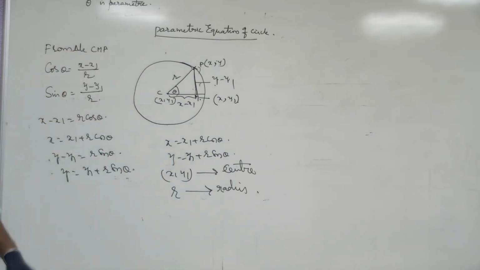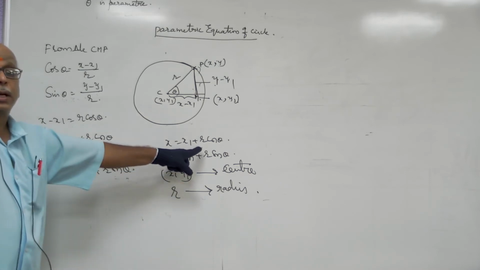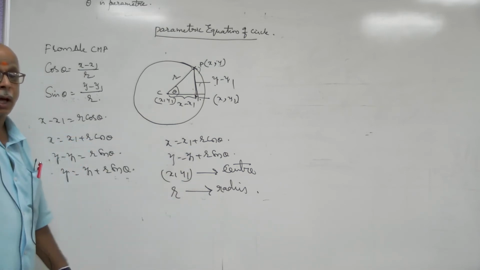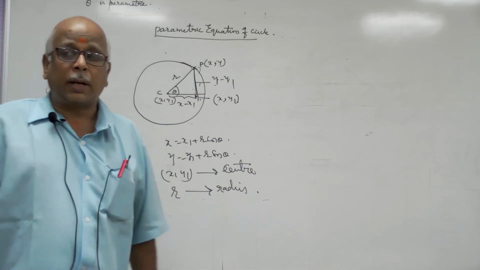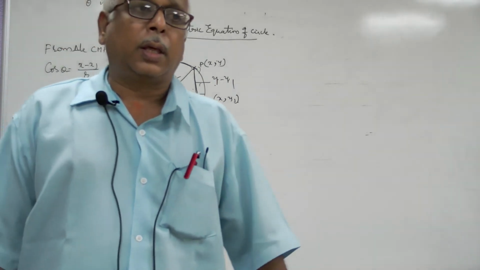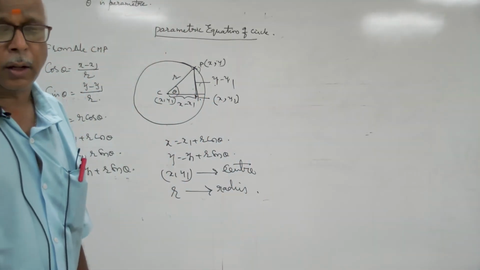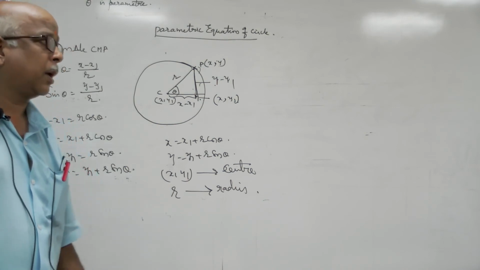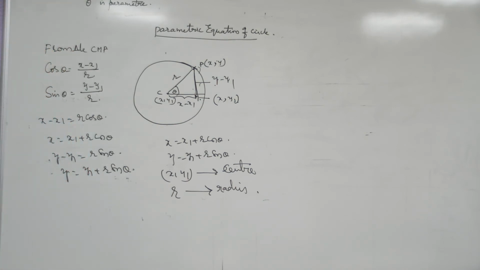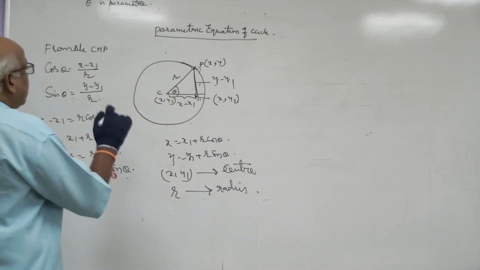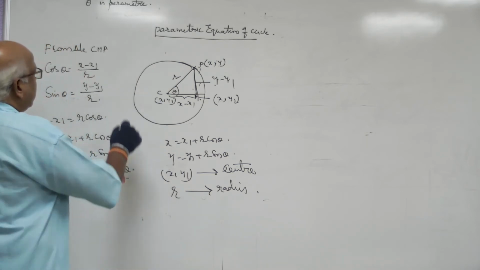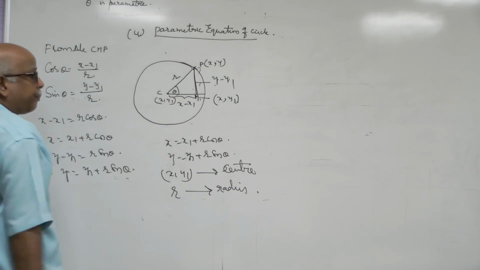Theta is the parameter. If you eliminate theta from these two equations, again we will get the standard form of the circle, that is, the equation of the circle when center and radius are known. That only we will get. These are the three different forms we have studied. This is, let us say, the fourth form.